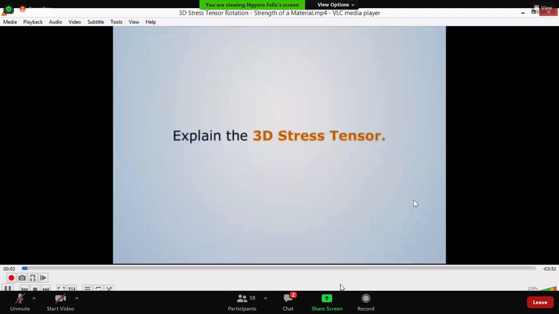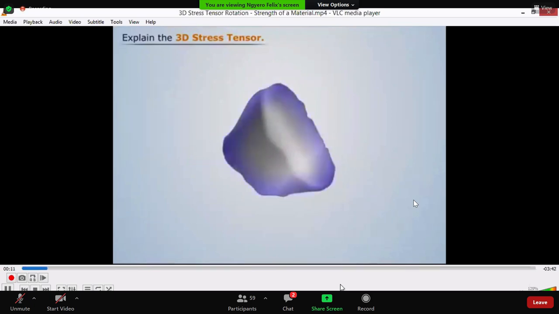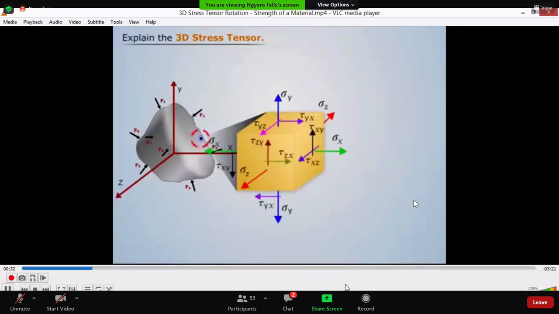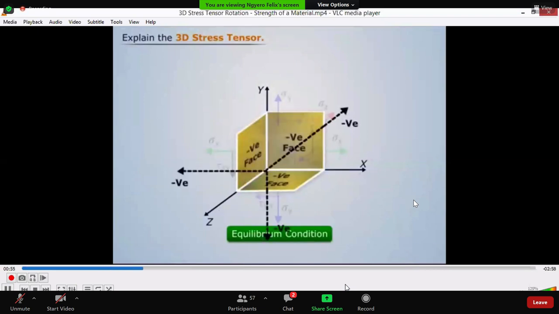Explain the three-dimensional stress tensor. In order to understand what a three-dimensional stress tensor is, consider an arbitrary body subjected to different forces. Stresses get induced in the body. Let us consider an infinitesimal stress element, which shows the state of stress at a point in the given body. The stress element is in equilibrium. The direction in the positive sense is called positive face, and that in the negative direction is called negative face.